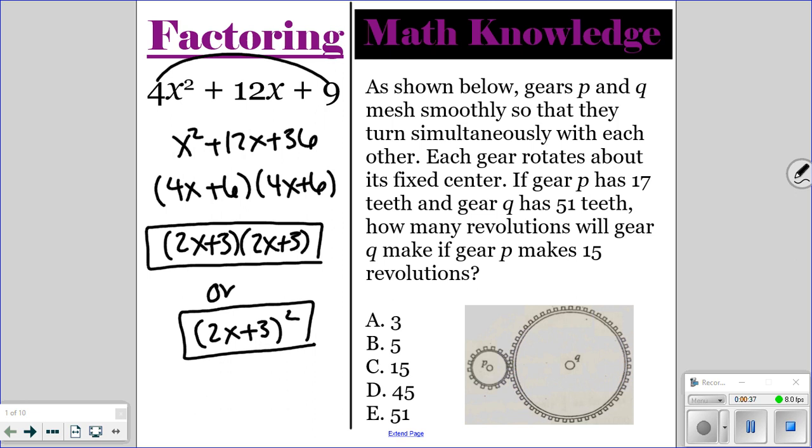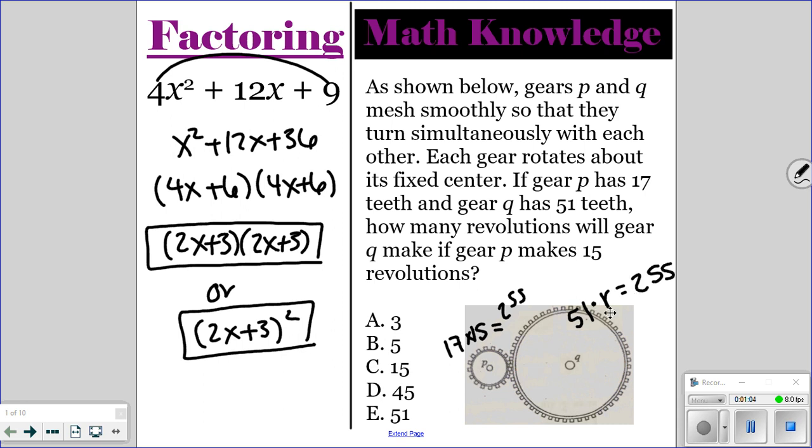For the math knowledge question, we have gear P that has 17 teeth, and it tells us it makes 15 revolutions. So 17 times 15 means that it's going to use up 255 teeth over those revolutions. And gear Q has 51 teeth, and it needs to use up the same number of teeth. So 51 times how many revolutions is going to give us 255 teeth that are used.